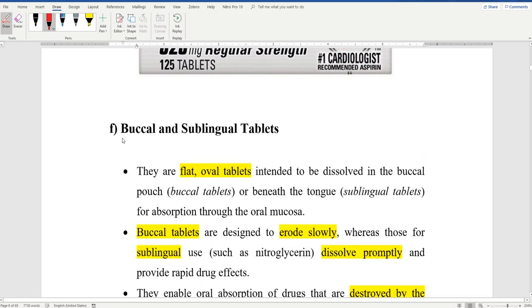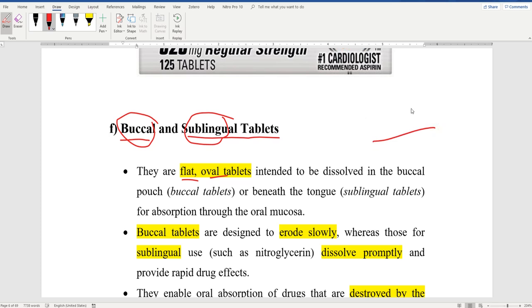and learn about the other type of tablet, which is buccal or sublingual tablets. These tablets are usually flat or oval in shape. Okay, flat, you know what we mean by flat. Oval in shape, and flat, of course, means not curved, as opposed to curved. Flat versus curved, where the tablet would be something like that. This is a curved tablet. Let me draw it for you.